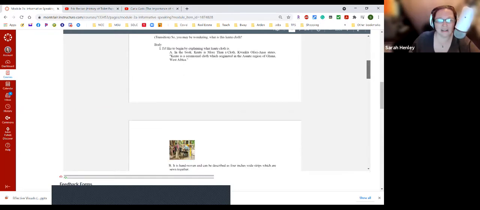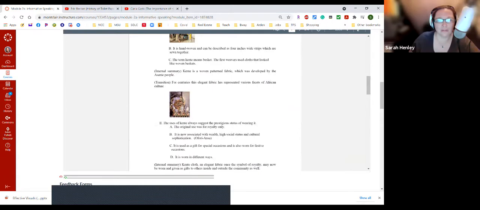You'll see then later on, if I scroll a little further, this internal summary, which reviews the first main point. And then we see a transition, which is a preview of the next main point. So we can see that happening, that internal summary and those internal previews that help us go from one piece to another.